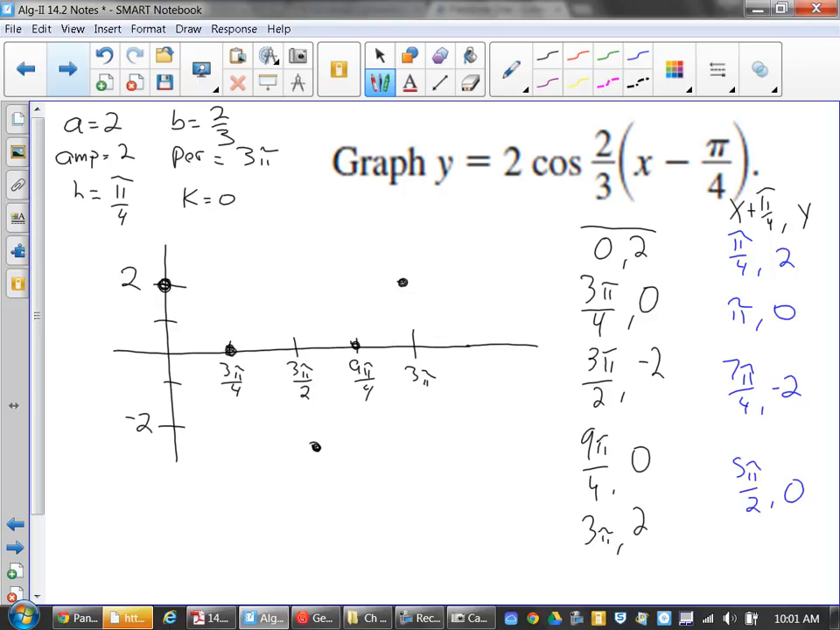And then 3 1/4, who would be 10 pi over 4, I believe? No, 11. Wait, I don't even know. 13. Math is hard.